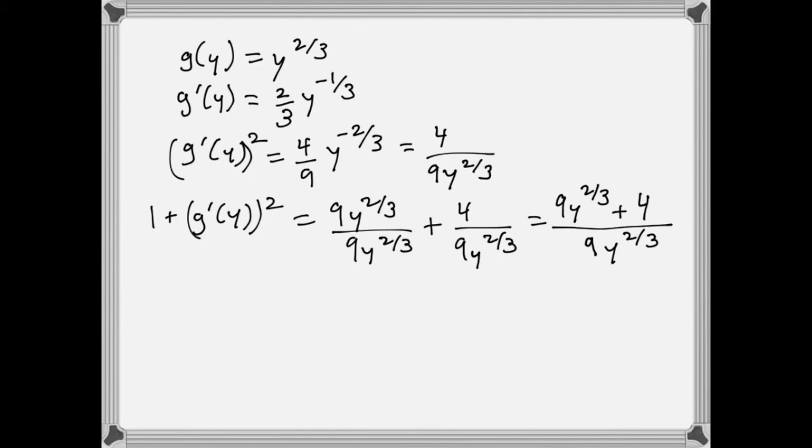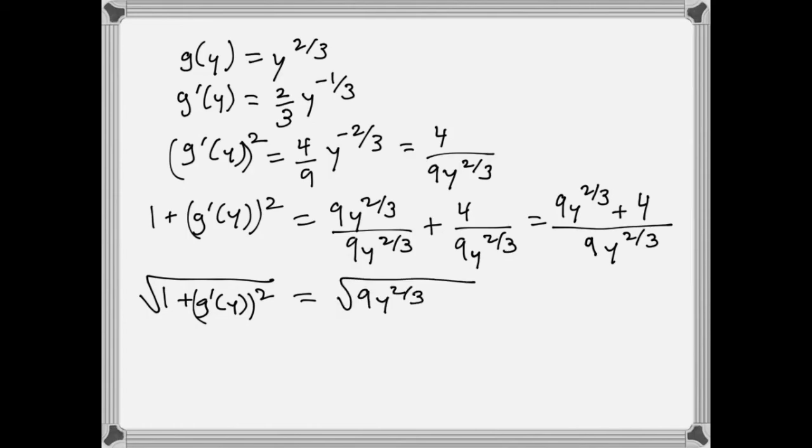Is this a perfect square? It is not, unfortunately. The bottom is, but the top is not. So if we take the square root of 1 plus g prime of y squared, what do we end up with? Well, unfortunately, the top remains a radical, but the bottom actually does come out of the square root. It becomes 3y to the 1/3, right? The power gets cut in half.